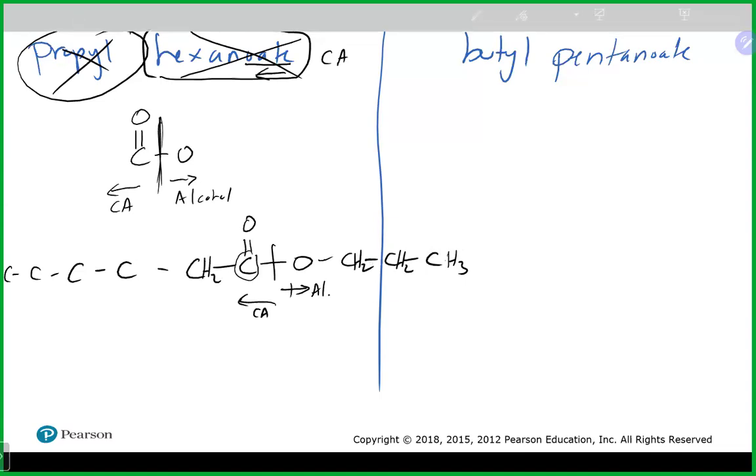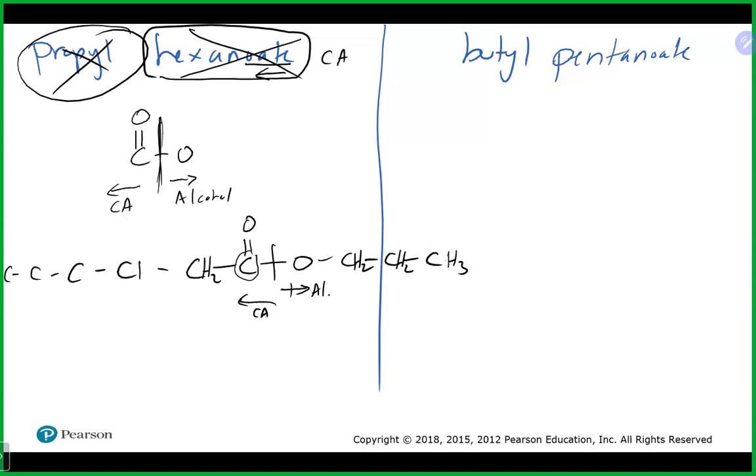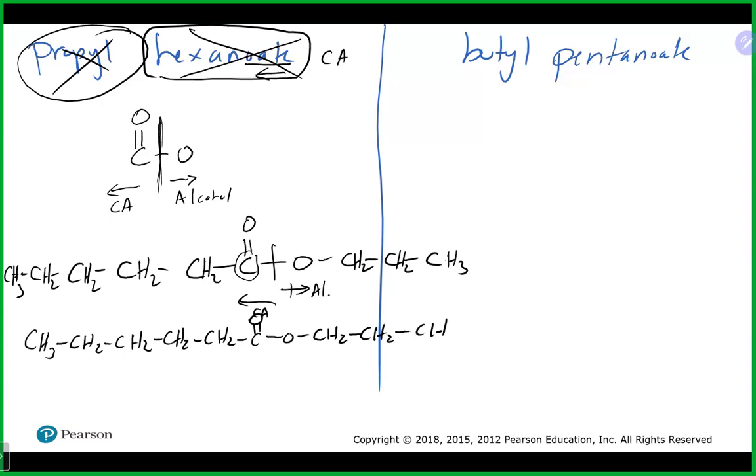Actually, we'll squeeze it in here. We need 2 there, 2 there, 2 there, and at the end, we need 3 hydrogens there. So we should end up with CH3, CH2, CH2, CH2, CH2, carbon oxygen double bond, O, CH2, CH2, and CH3. And she looks something like that right there, yeah?